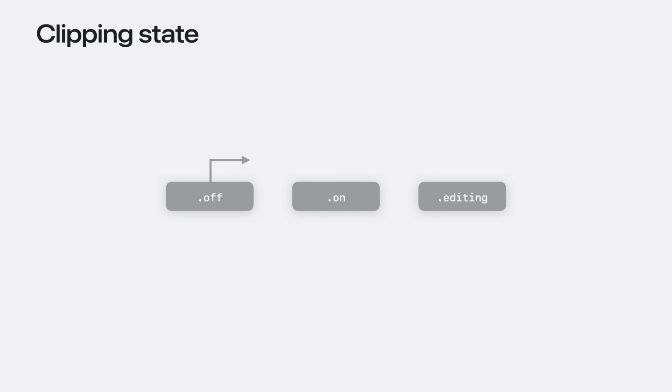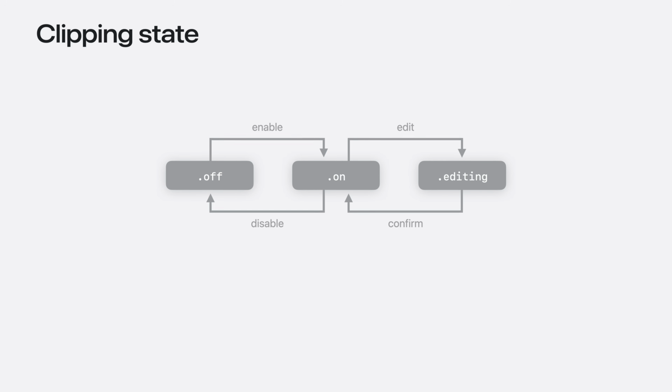To manage clipping, we have a 3-state machine. Clipping can be off, and the assembly is not clipped. When clipping is on, the model is clipped according to the bounding box. In the editing state, clipping planes are visible and interactive. People can change the clipping bounds by moving them. Let's look at it in action.